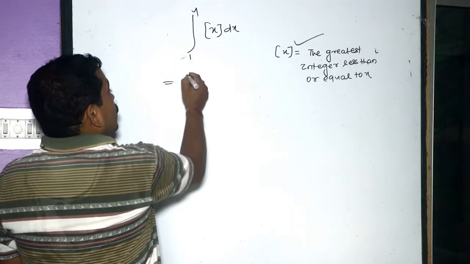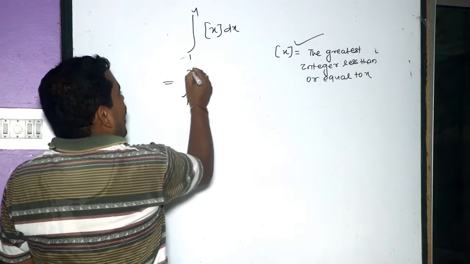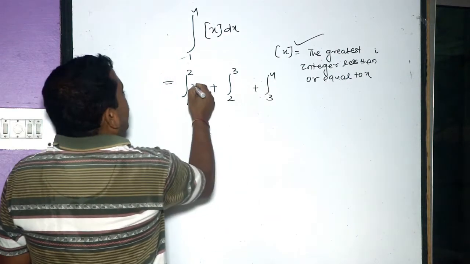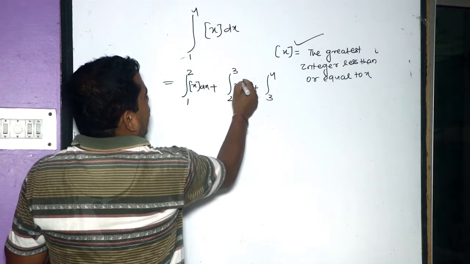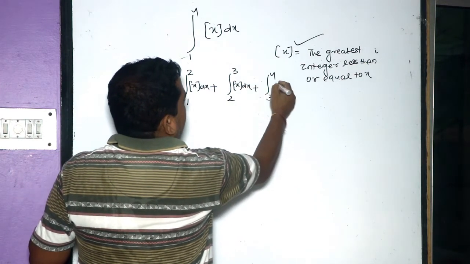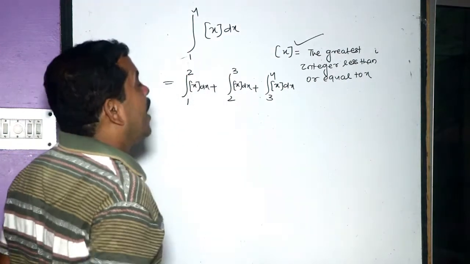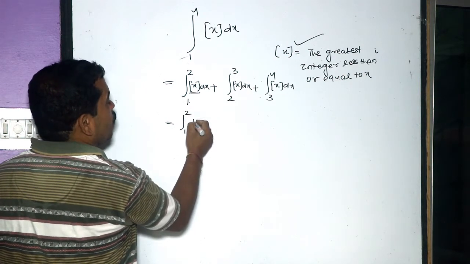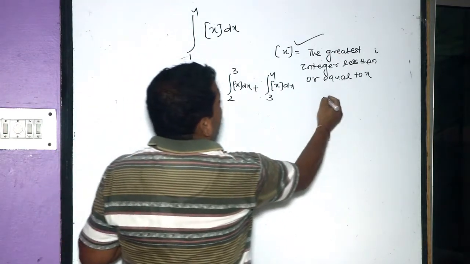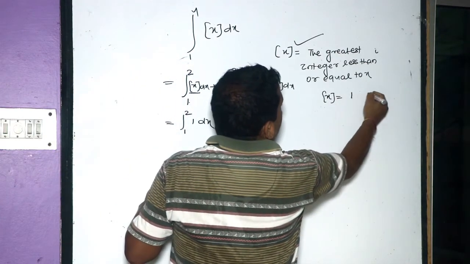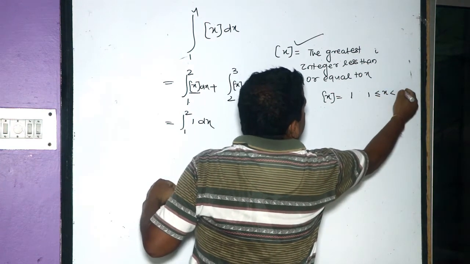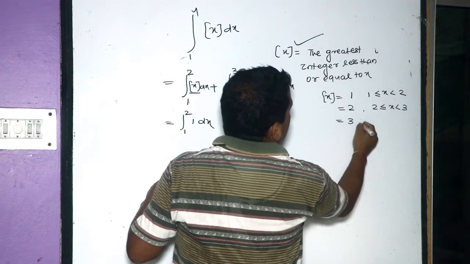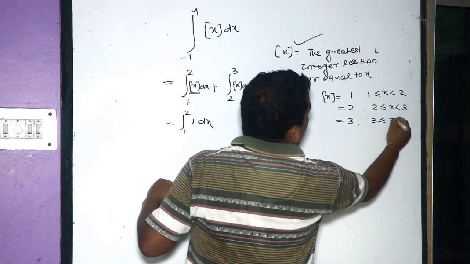In this case, you divide this interval as 1 to 2, 2 to 3, 3 to 4: ∫[x] dx, ∫[x] dx, ∫[x] dx. You divide the interval in gaps of 1. Now from 1 to 2, the value of [x] is 1. We know that the value of [x] is 1 if 1 ≤ x < 2. It is 2 if 2 ≤ x < 3. It is 3 if x lies between 3 and 4, like that.